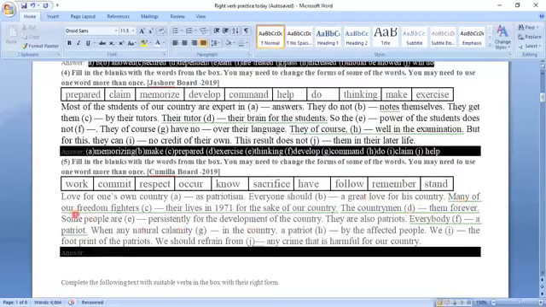Many of our freedom fighters dash their lives in 1971 for the sake of our country. So there will be a verb here, and the verb should be in past form. The countrymen dash them forever. The countrymen, number D. You can use a verb here.